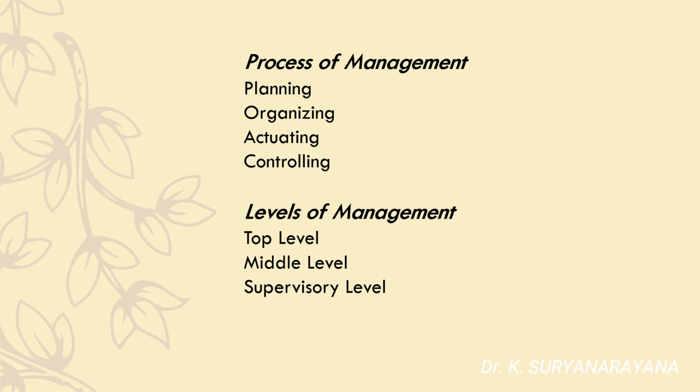Functions of the chief executive: He is the chief liaison officer between the board and other personnel of the organization, and he provides information about what the board has decided in terms of organizational goals, policies, etc. And he is the chief executive officer who executes these policies and programs into action.